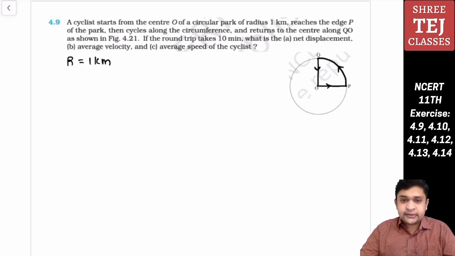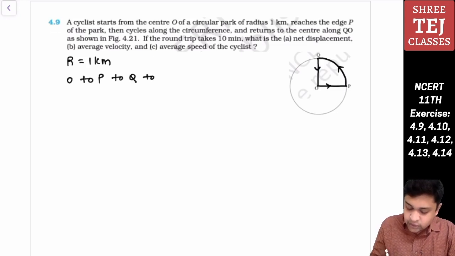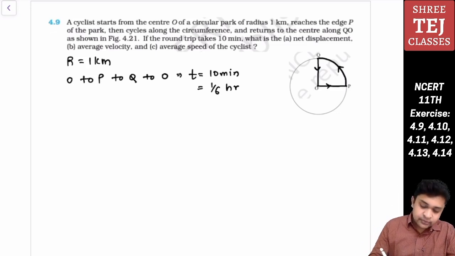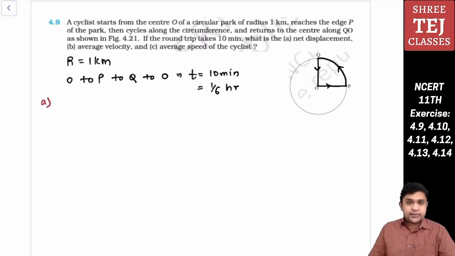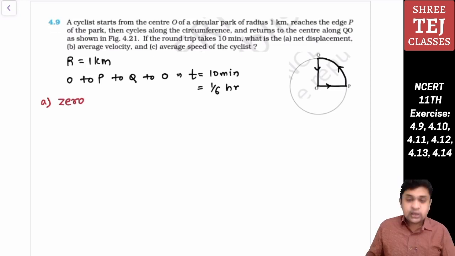If the round trip takes 10 minutes, so from O to P to Q and back to O, this time taken is 10 minutes, which is 1 by 6 hours. We have to find net displacement, average velocity and average speed of the cyclist. Now for net displacement, because initial position and final position are one and the same, net displacement is 0.